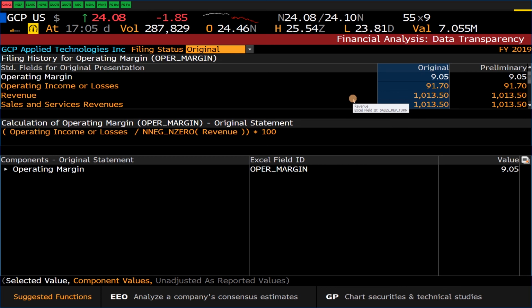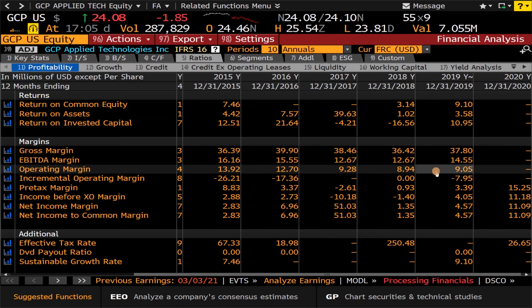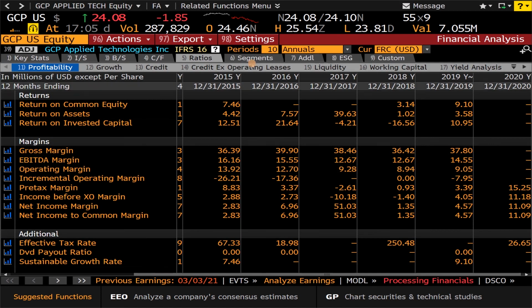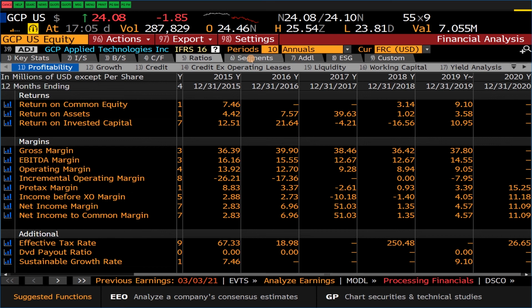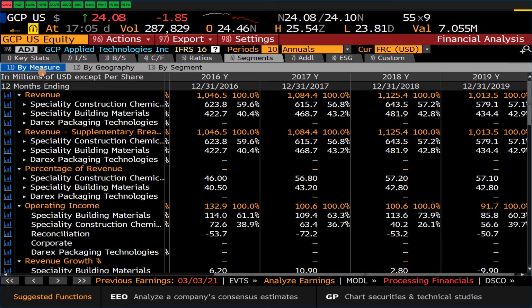I would recommend spending a significant amount of time going through these ratios tabs to get a feel for which ratios appear in which tabs. This will save you a significant amount of time in your analysis. The last tab we'll look at is the Segments tab. In the By Measure tab, we can see the contribution to the company's performance from each segment.